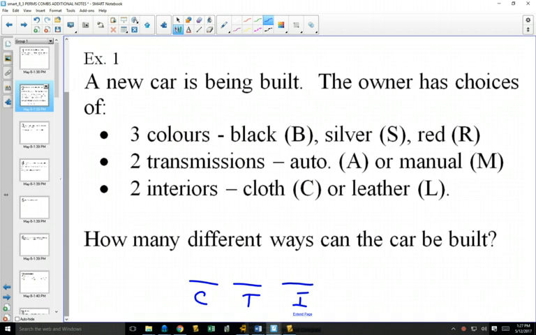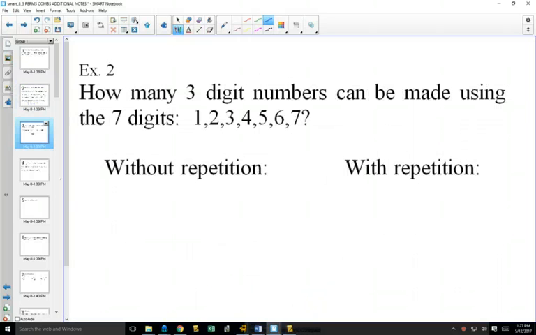And then how many choices do you have for each of those decisions? 3 choices for color, 2 for transmissions, and 2 for your interior. So you get 12 in total. And so the spaces allow us to count that very quickly.